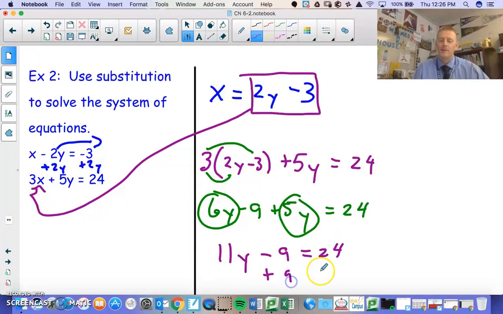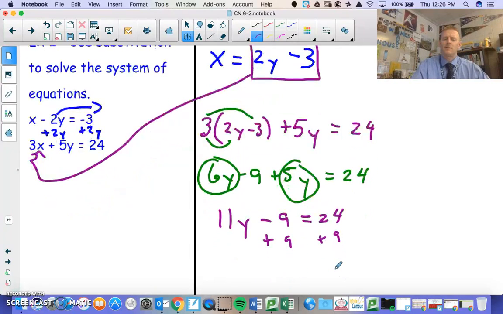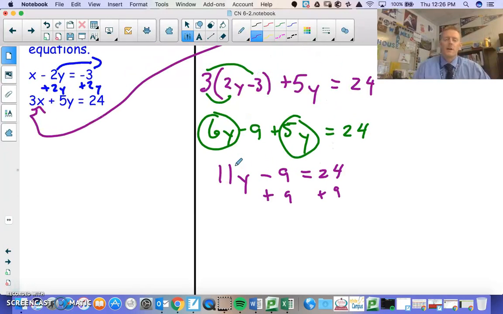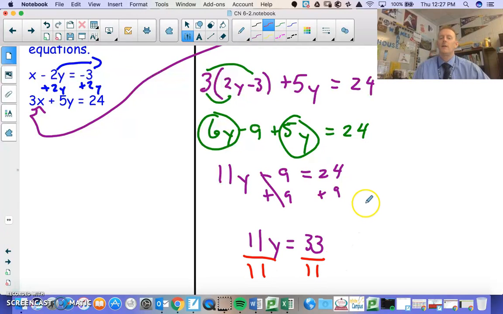Then we add 9 to both sides. You can see that these are going to take a little bit of time and some space. Ooh, I went too far. And then we are left with 11y is equal to 33. So then we can divide by 11 to solve. And y is equal to 3.